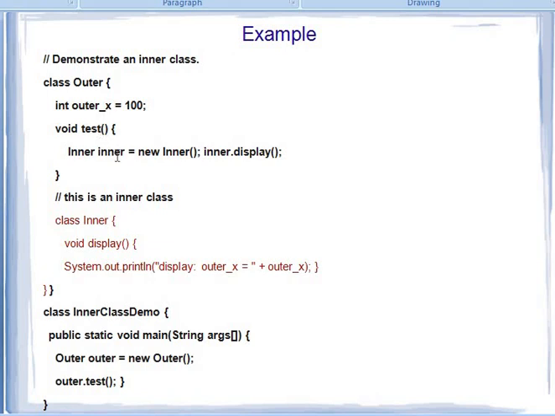creating an object with the name inner for the inner class and accessing an inner class method. Display is the name of the inner class method. So using the inner object, display is invoked.